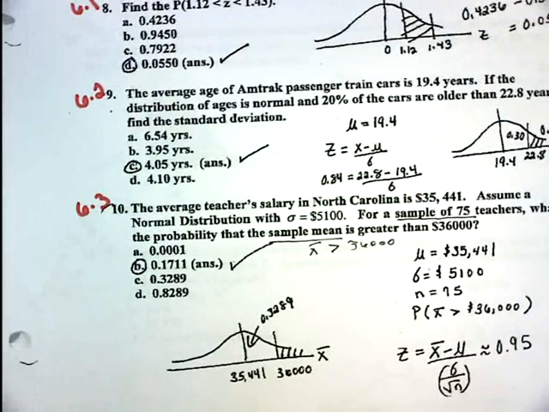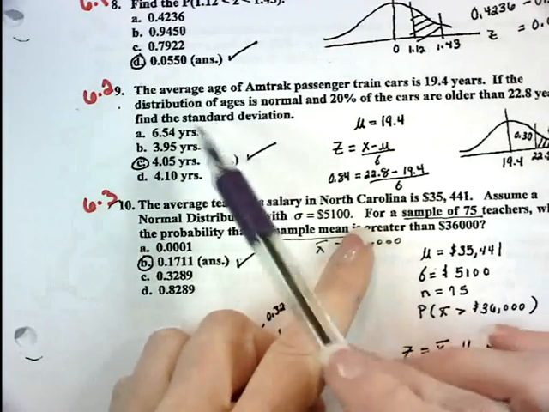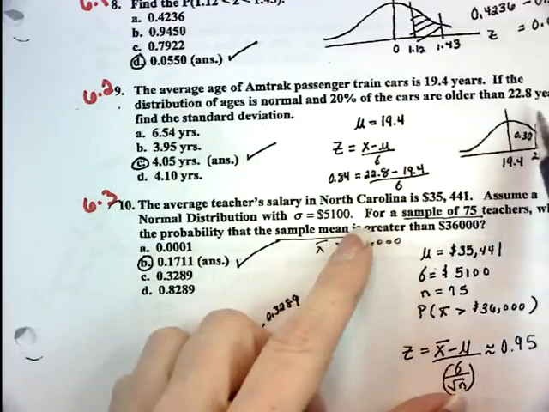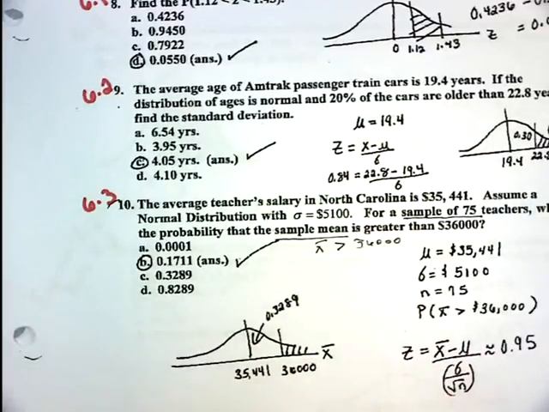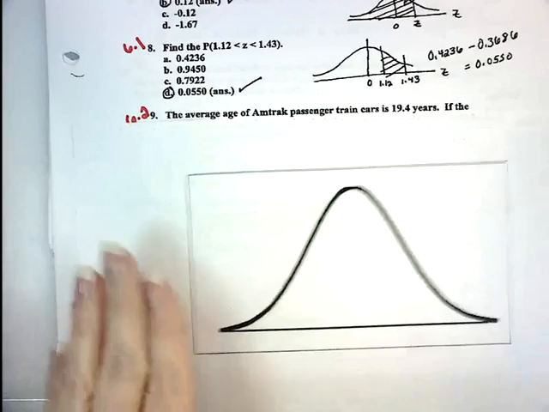The average age of Amtrak passenger train cars is 19.4 years. If the distribution of ages is normal and 20% of the cars are older than 22.8 years, find the standard deviation. Oh, this sounds like an algebra problem. So the average age of Amtrak passenger train cars is 19.4. I'm going to write that down. This is a distribution of ages, and age is normal. 20% of the cars are older than 22.8 years. Find the standard deviation. So I'm going to write this down.